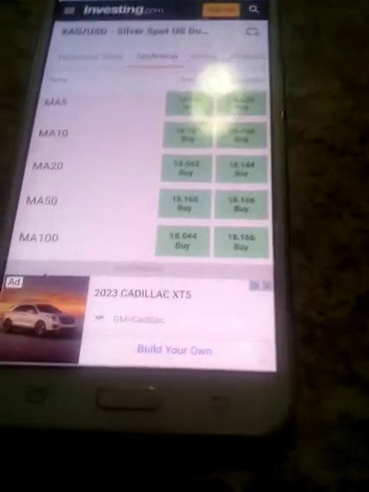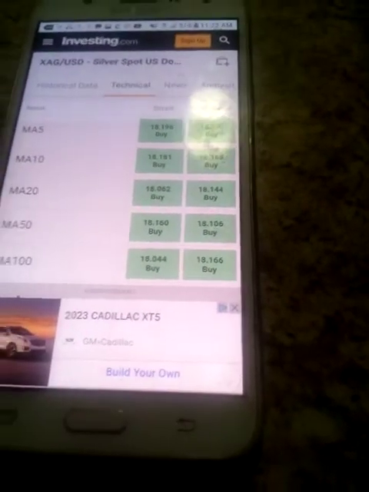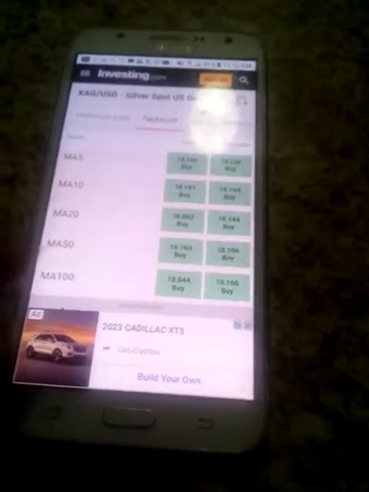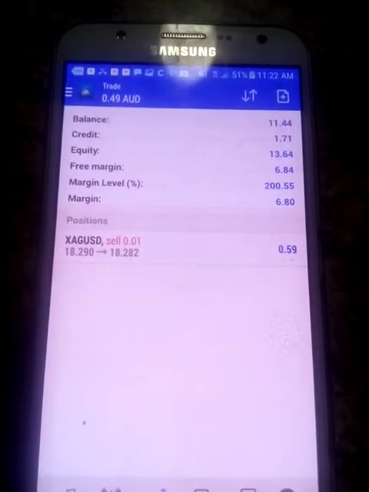The MA20. We call it MA20 Paris Hilton. So that's our trade right there. We'll show you the account real quick. So yeah, we are in profit 59 cents right now.